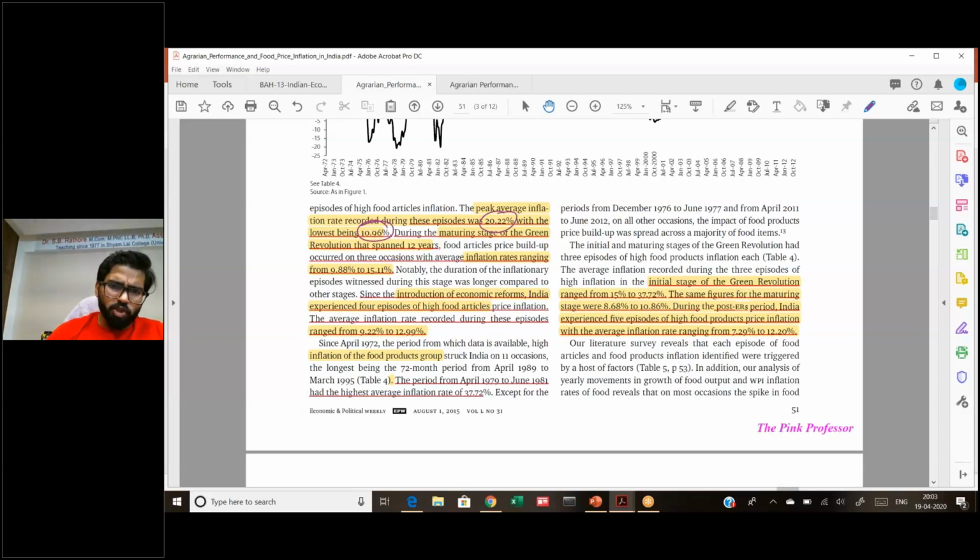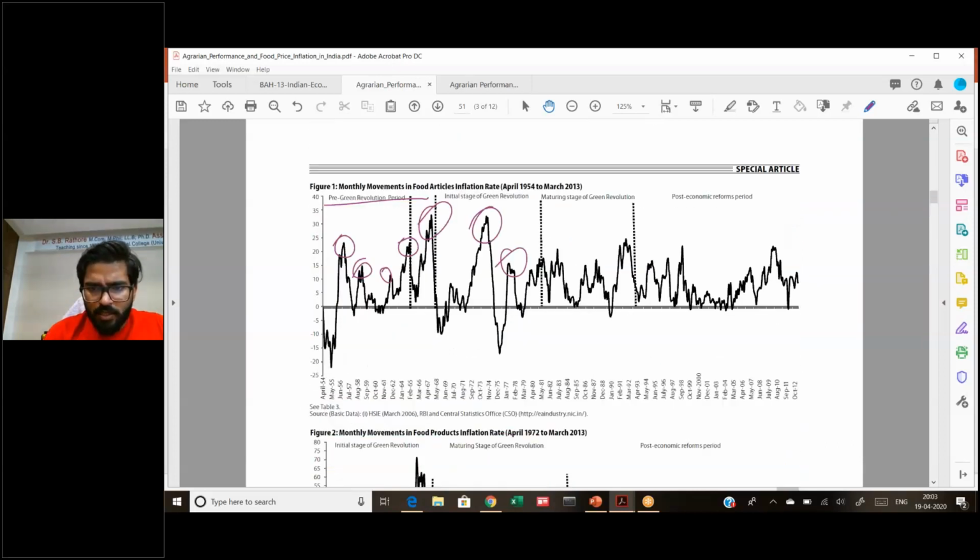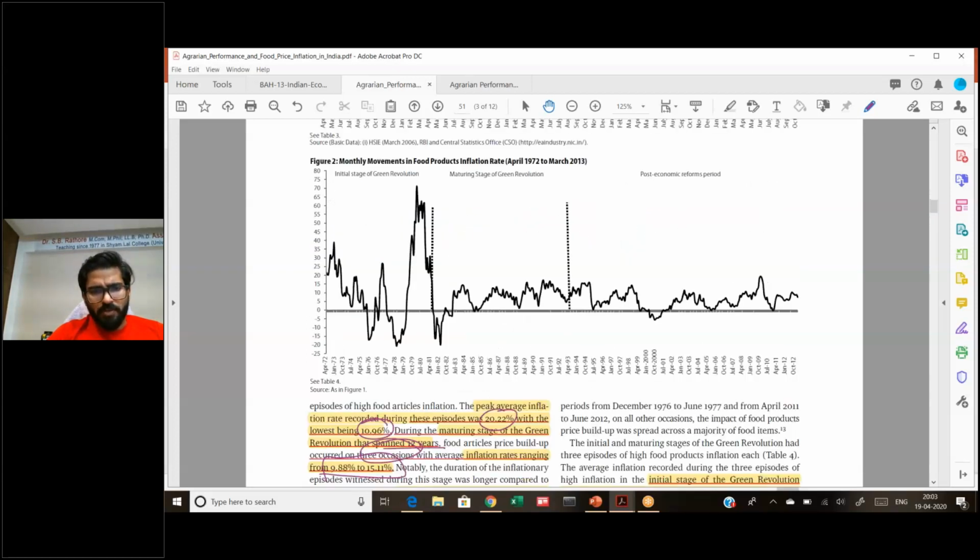Then we talk about the maturing phase of the green revolution, and in this period there were again three occasions of higher inflation, and the inflation ranged from 10% to 15%. So if you see this, you can see one, two, and three phases of higher inflation, and in these the range is again from 10% to 15%.